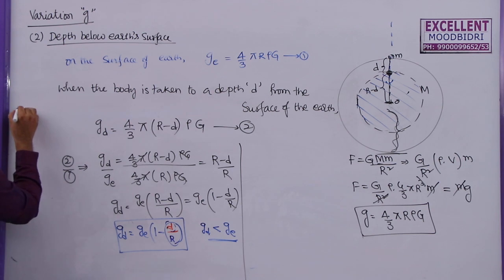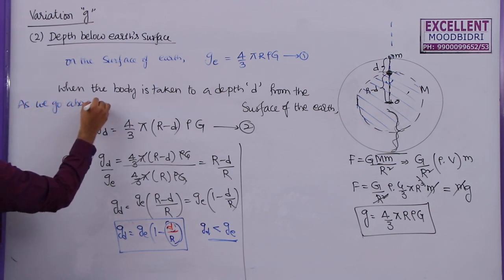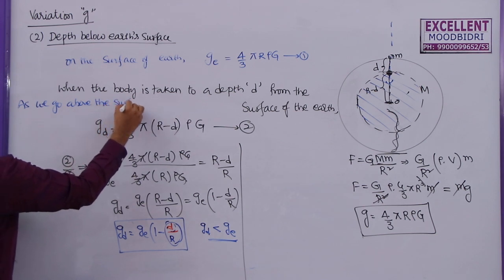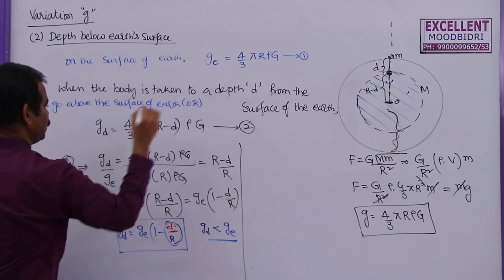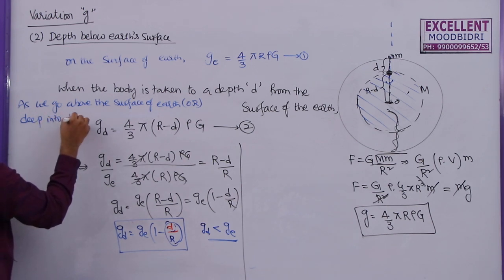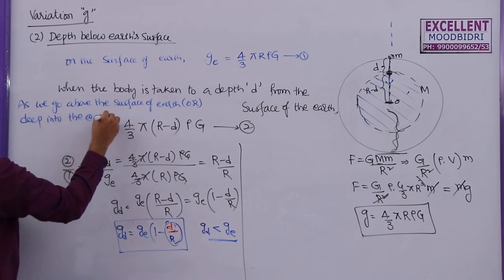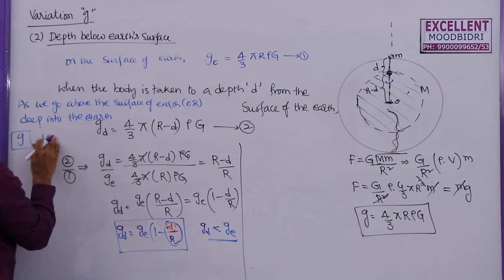Please note this one. As we go above the surface of earth or as we go deep into the earth, small g decreases in both cases.